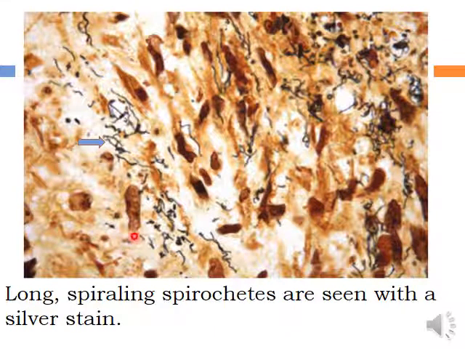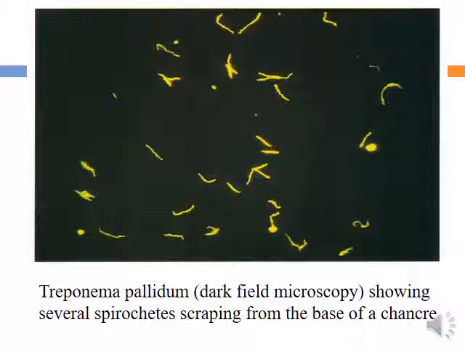This is tissue stained with silver stain, and we see thin spiral filaments present in the tissue. These spirofilamentous bacteria are the spirochetal microorganisms of syphilis, Treponema. We see that they are twisted microorganisms with a spiral appearance. This is dark field illumination for detection of microorganisms. We see they have a spiral appearance, long, thin, and twisted, appearing as yellow color.